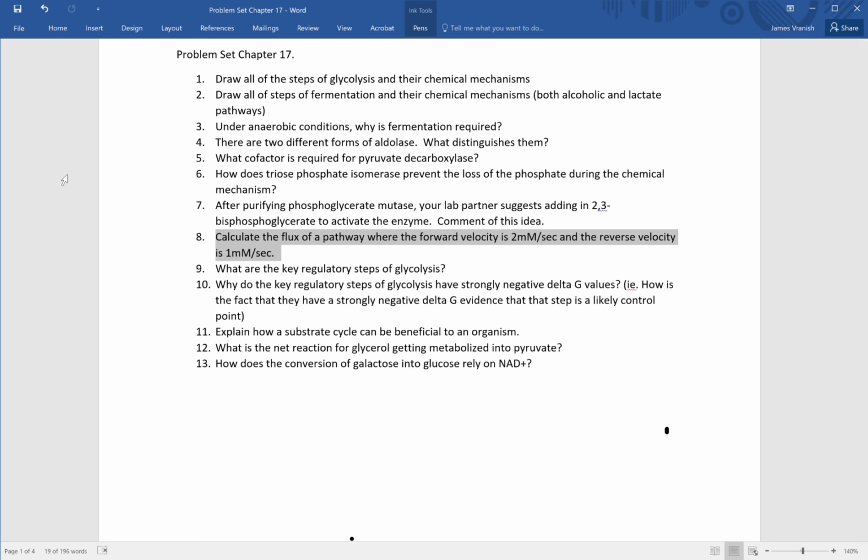Alright, question number 8 is calculate the flux of a pathway where the forward velocity is 2 millimolar per second and the reverse velocity is 1 millimolar per second. So flux J, this is actually a pretty easy question to solve.